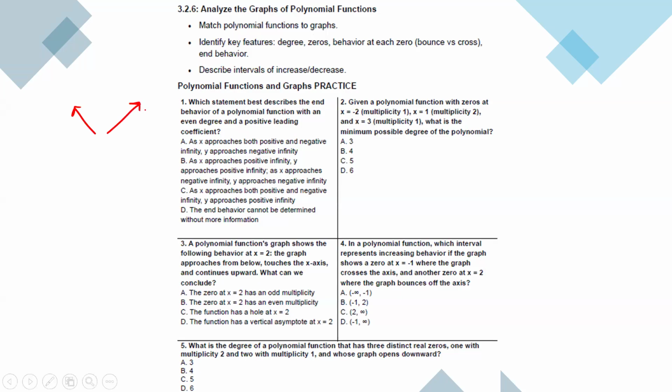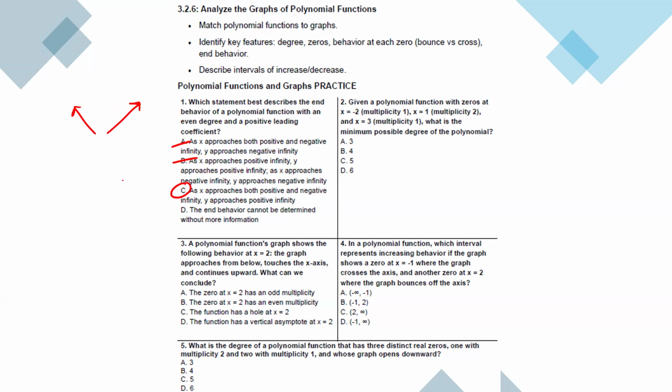So as x approaches both positive and negative infinity, y approaches negative infinity. That is negative. As x approaches positive infinity, y approaches positive infinity. As x approaches negative infinity, nope. As x approaches both positive and negative infinity, y approaches positive infinity. And that is what we're doing.